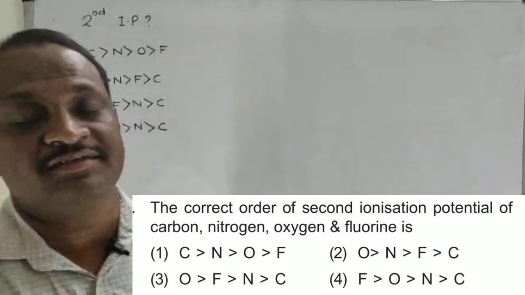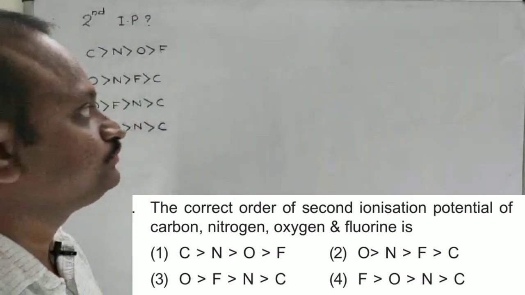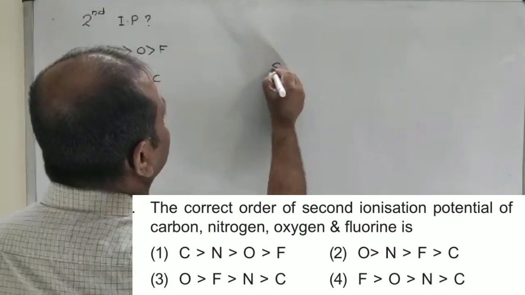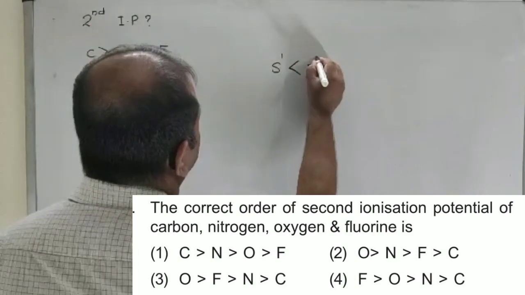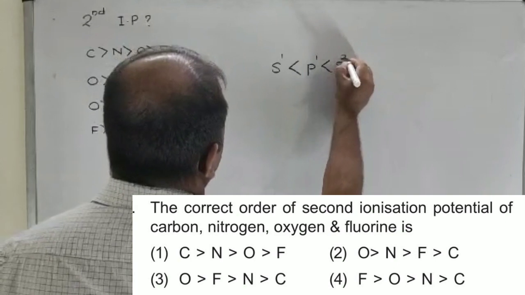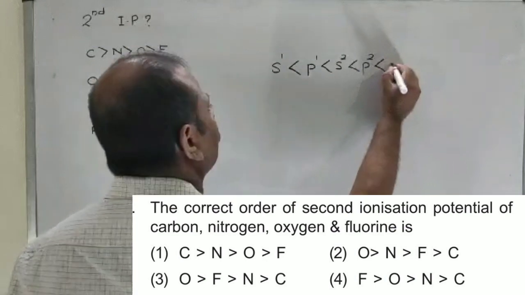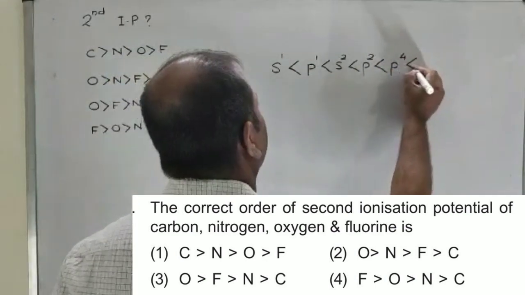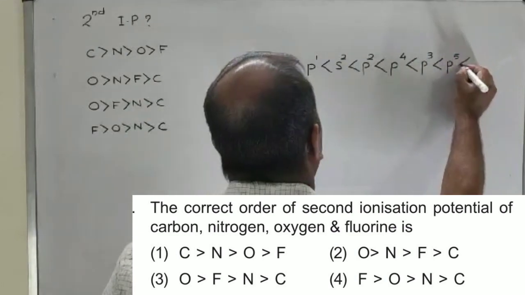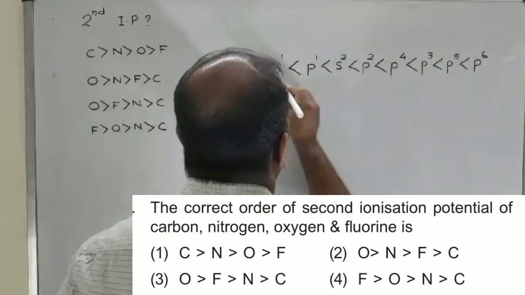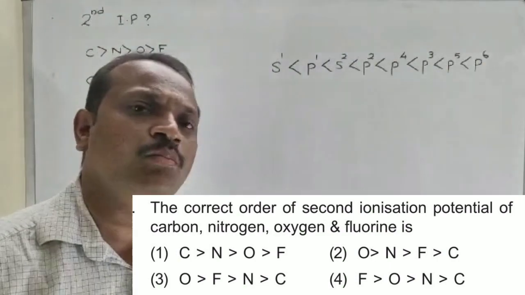See, while solving ionization potential problems, it is better to keep one order in mind. I'm just writing the order on the board. The order comes like S1 less than P1, then we have S2, then P2, after that P4, next P3, next P5, and next P6. This is the correct order of ionization enthalpy sequence that we need to keep in mind to solve this problem.